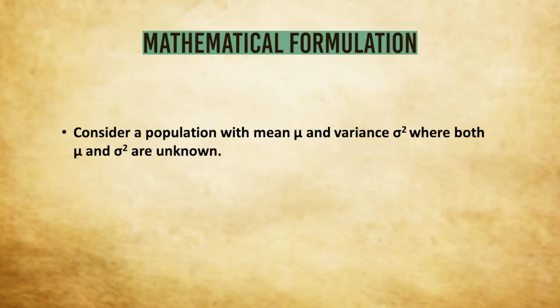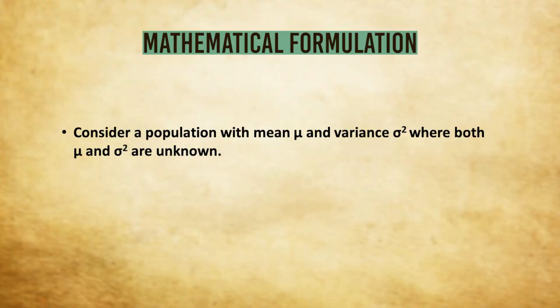Now we go into the mathematical formulation. We consider a population with mean mu and variance sigma square, where both mu and sigma square are unknown. So can you find the difference between the z-test and t-test here? While I read the sentence once again, consider a population with mean mu and variance sigma square, where both mu and sigma square are unknown. Try to look at the difference from the z-test.